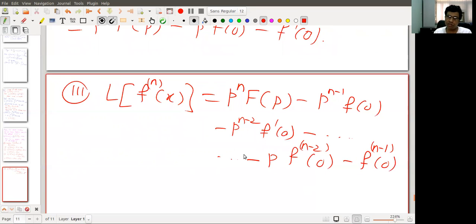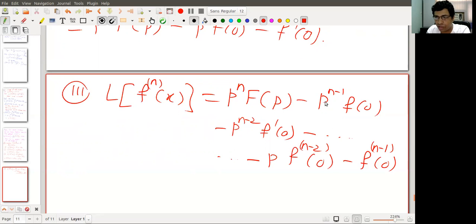minus the n minus 1 order derivative evaluated at 0. Note that if we are taking nth order derivative, then we should start with p raised to n into F of p. Then the next terms should be lower powers of p. So p raised to n, then p raised to n minus 1, p raised to n minus 2, and so on. And the terms are the function evaluated at 0, its derivative evaluated at 0, and so on.